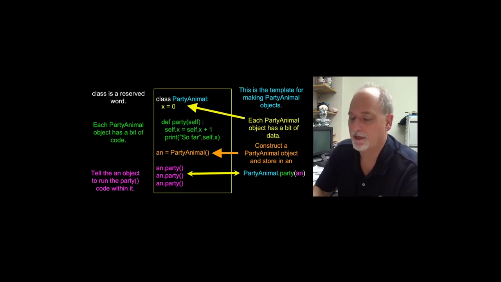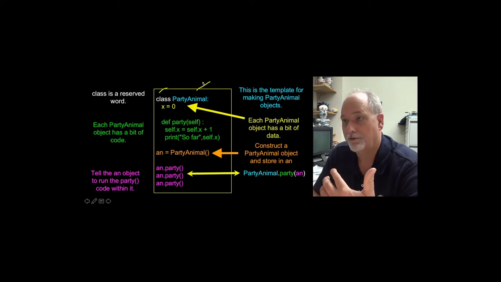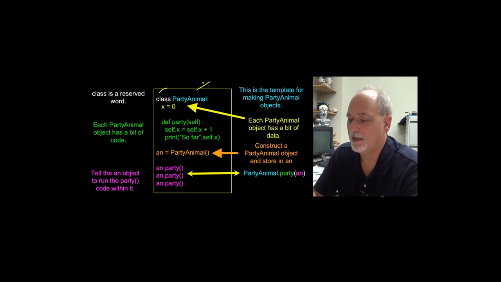So let's take a look at what we've got here. Class is a new reserved word, kind of like def. We have the name of the class. That is a name that we choose. That's the name by which we'll refer to this class for the rest of this program. It has a colon at the end of it, which means it starts an indented block, which ends when we de-indent. Inside the class, there are generally two things. There is some data, and this just looks like an assignment statement in the class, x equals 0.